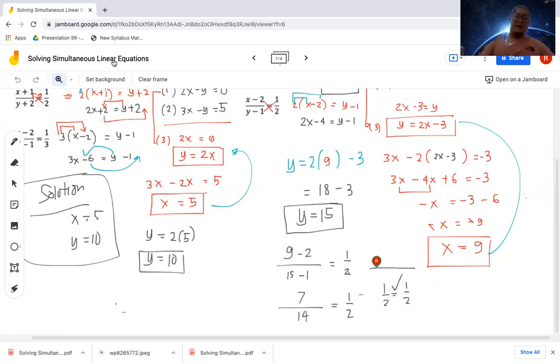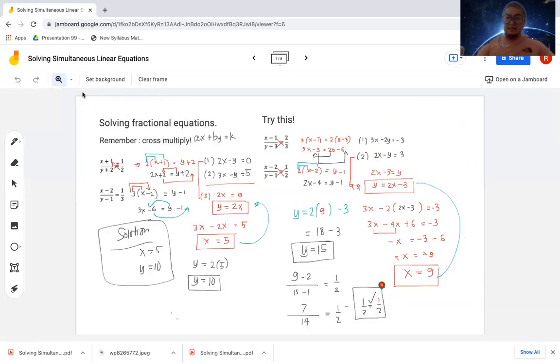Okay. All right. So I hope you guys understood how to answer this one. If you are confused, all you need to do is to just re-watch the video and look at the details on how to find the answers for each and every one of the equations.